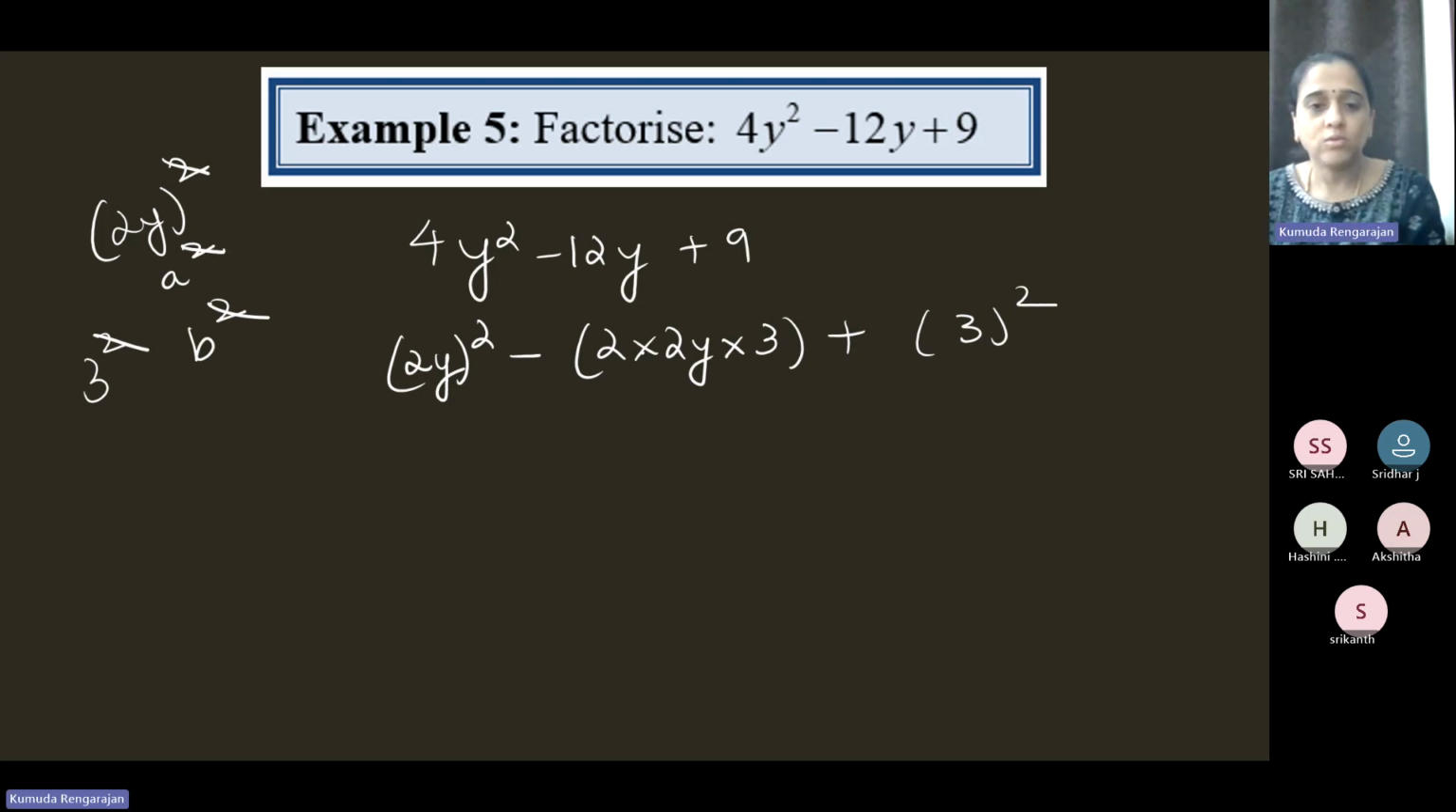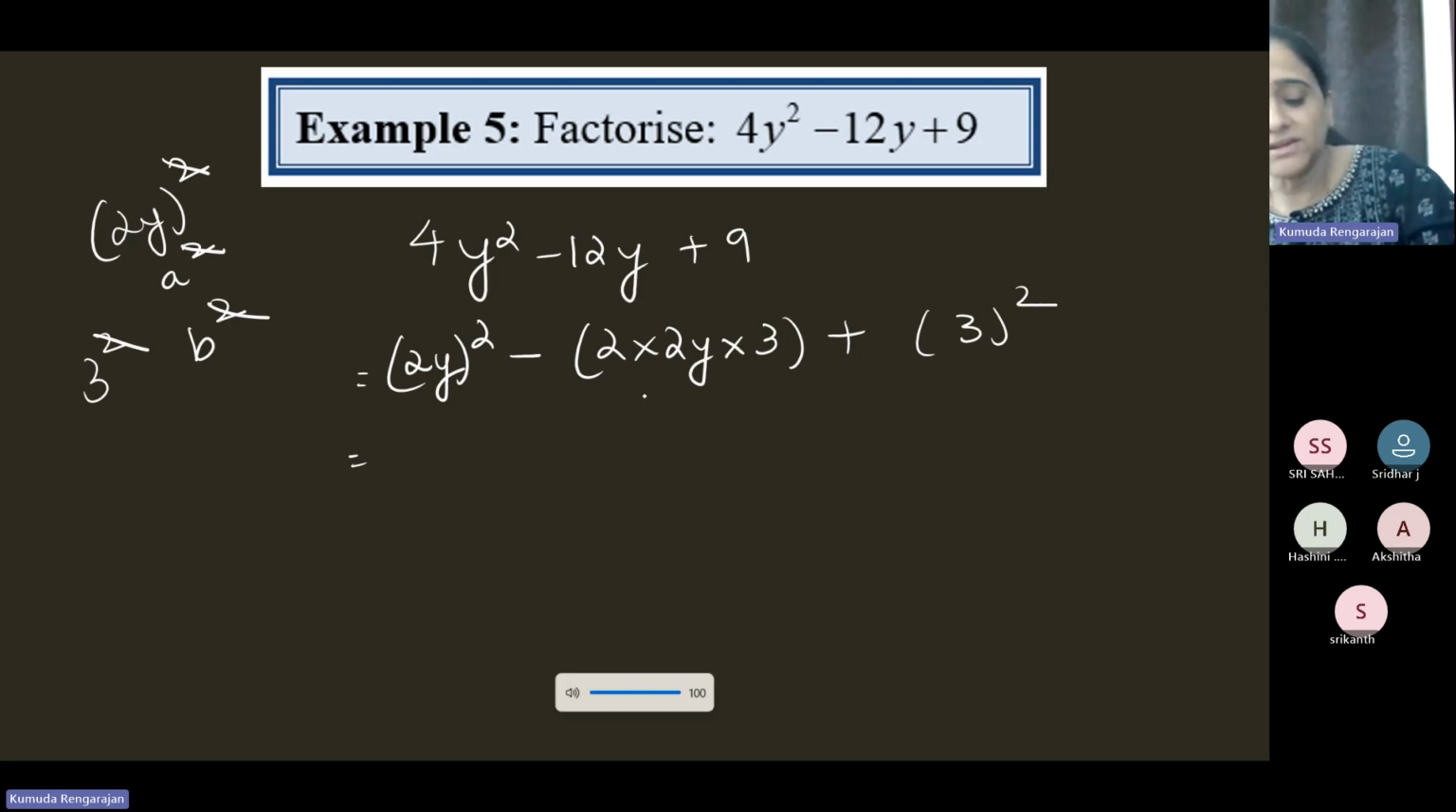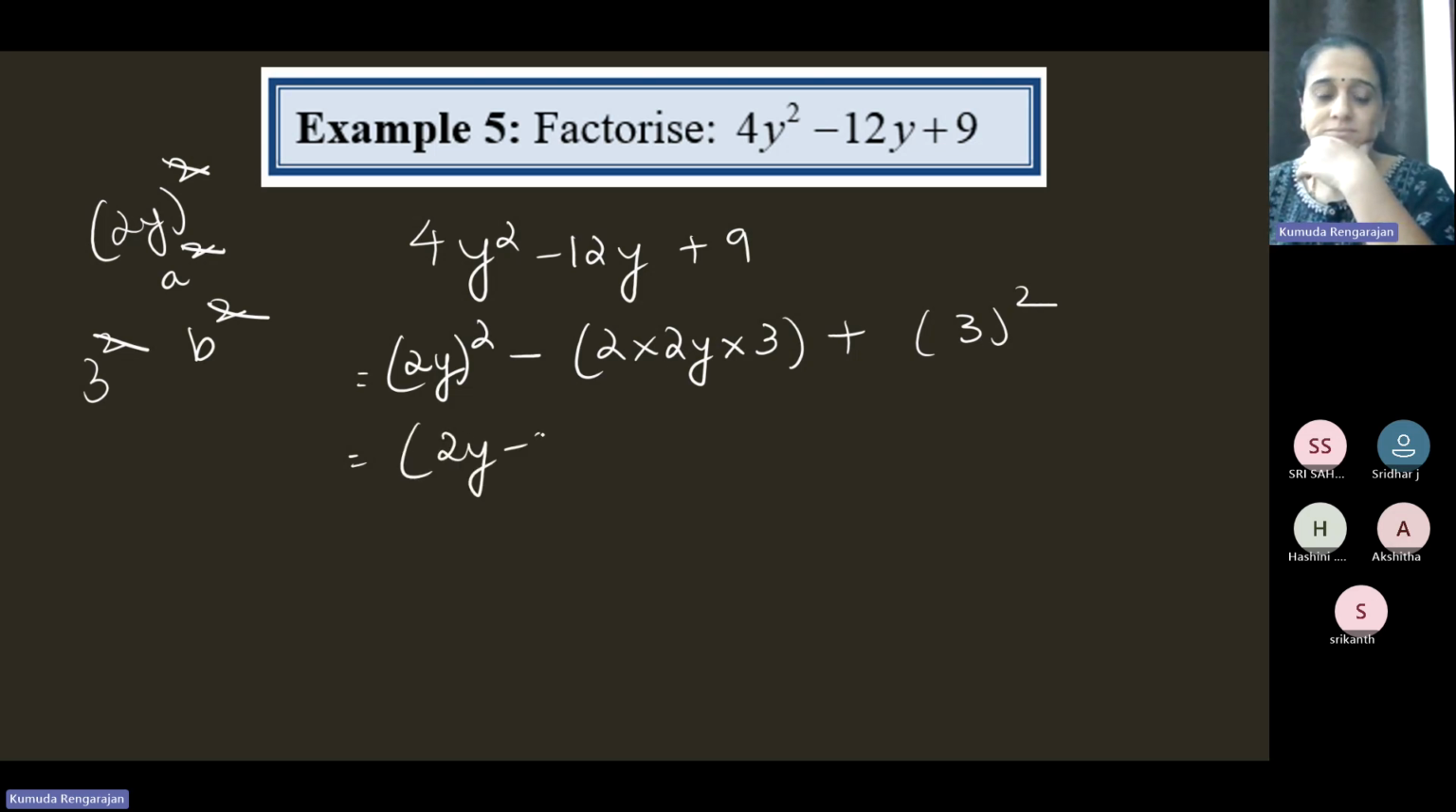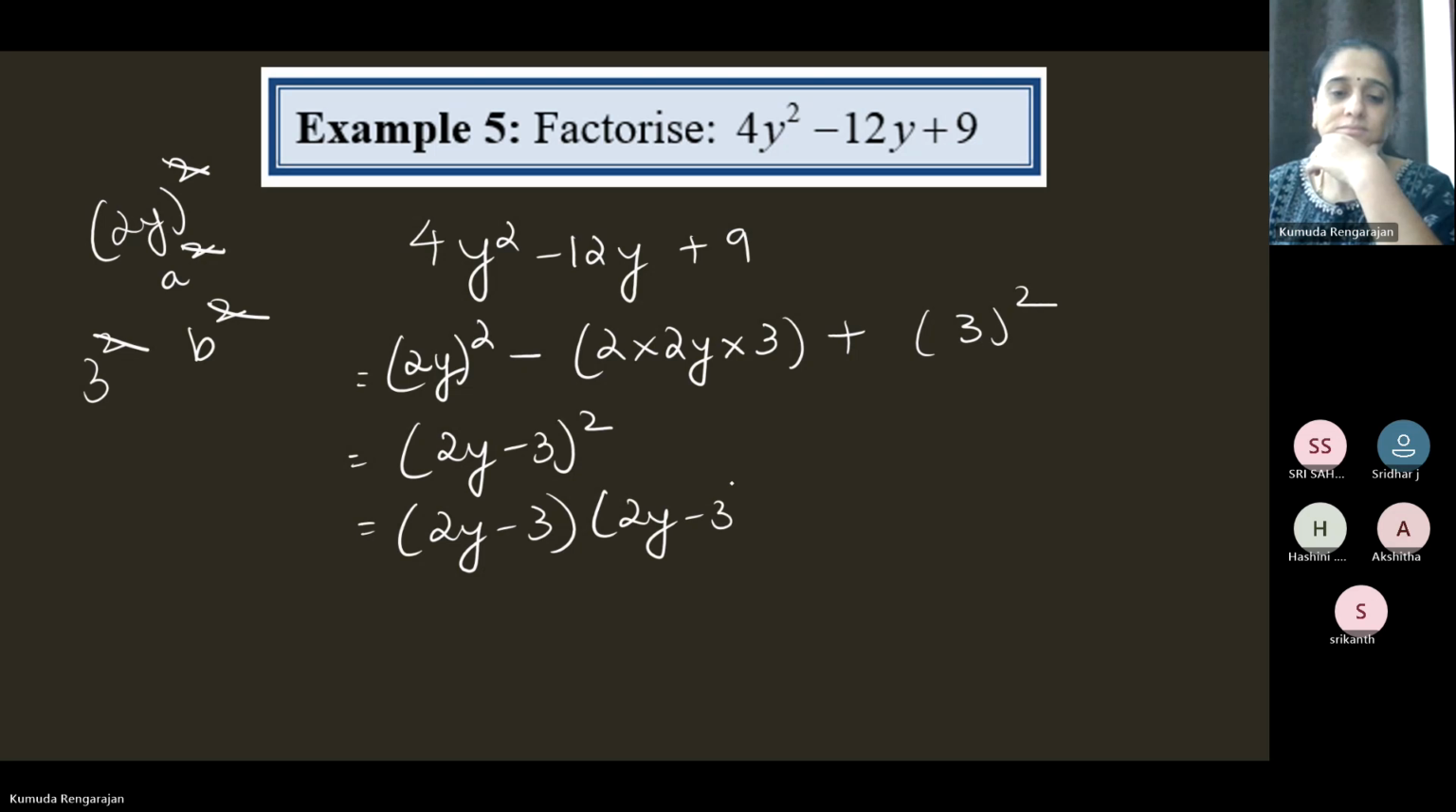Yes, ma'am. Now 2 into 2 into 3 is 12, 12y. So you can continue using the identity. Okay. So this is the form a squared minus 2ab plus b squared, which can be written as a minus b the whole square. Yes, Pranaya? Okay. Now you can also practice, everywhere you can use an identity.